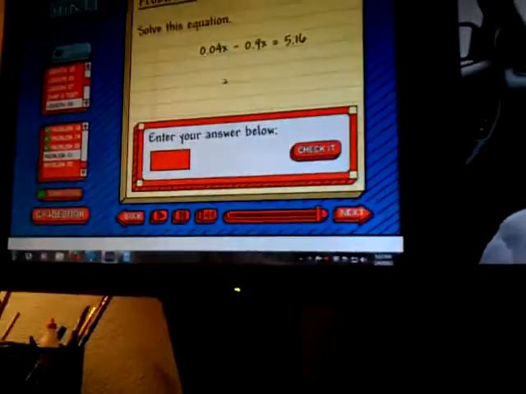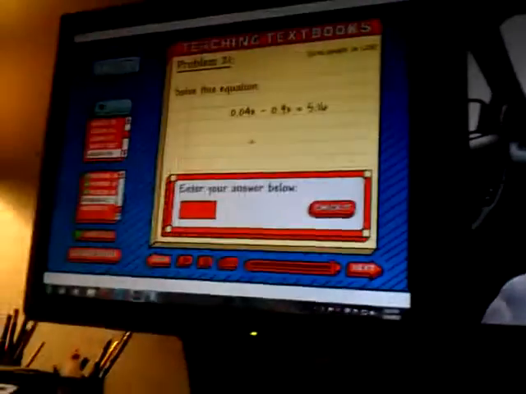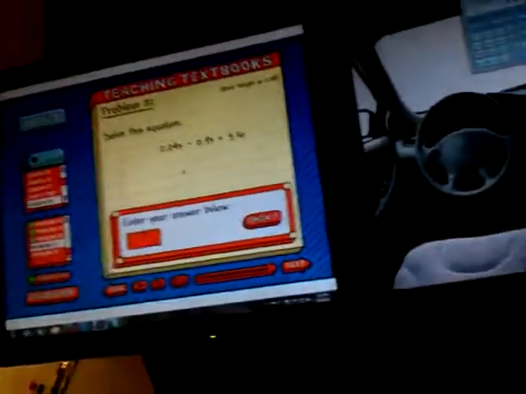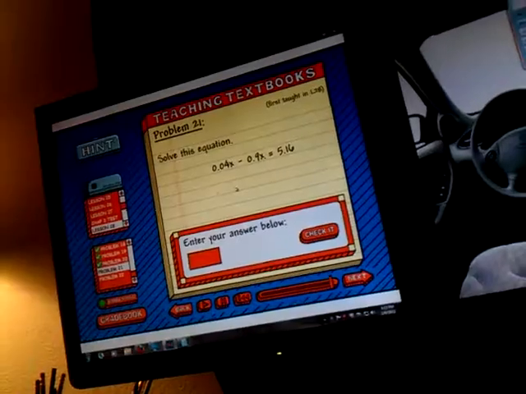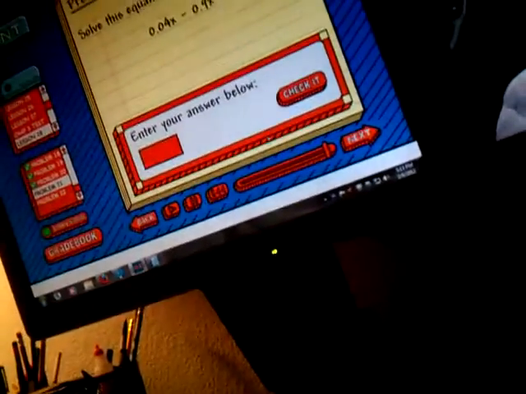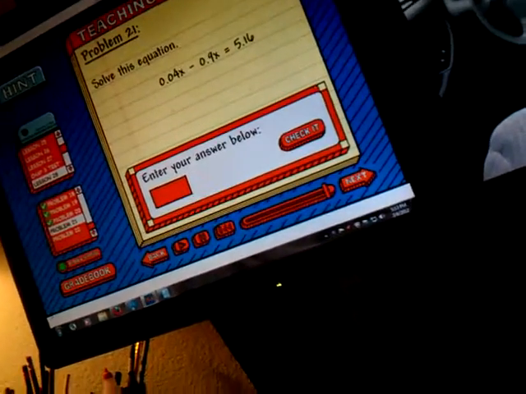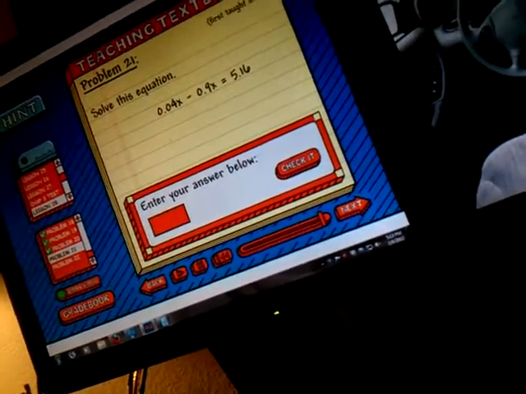That's not the answer. Right, right. Then we simplified that: negative 0.86x equals 5.16. So now what? 0.86 and 5.16. Right, so what do we do? Times? Well, this is times already, right? Divided by. Right.